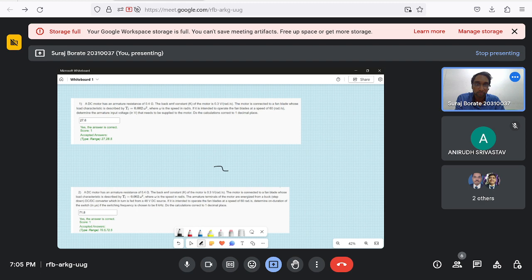1 millihenry. Okay. So 1 millihenry can be written as 10 to the power minus 3, right? And so what is remaining? 0.372 duty cycle into 0.2. So if you do the calculation, you should get the answer as some 4.67. Let's check. Are you getting?